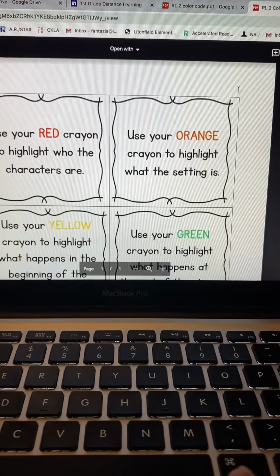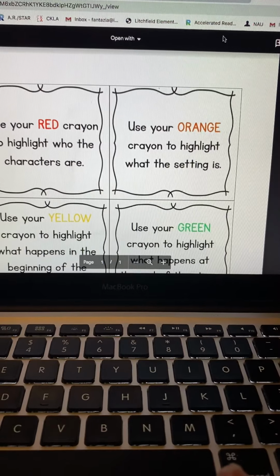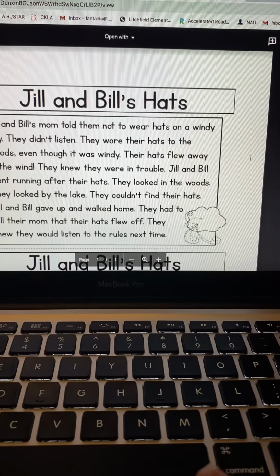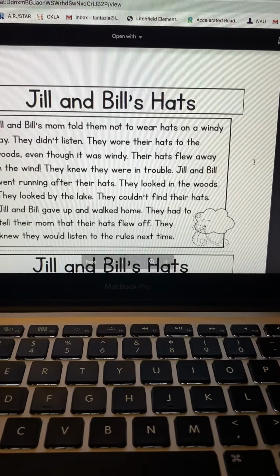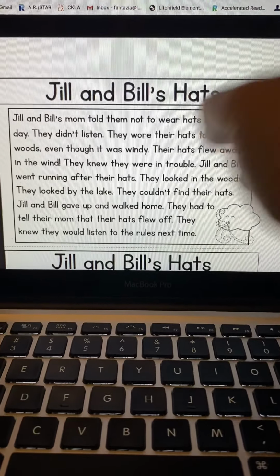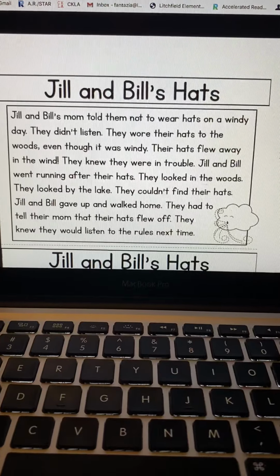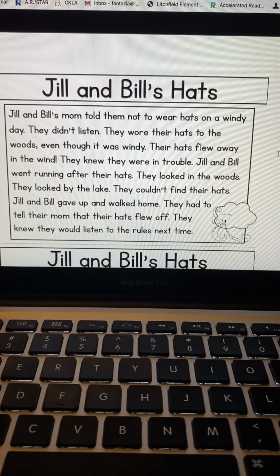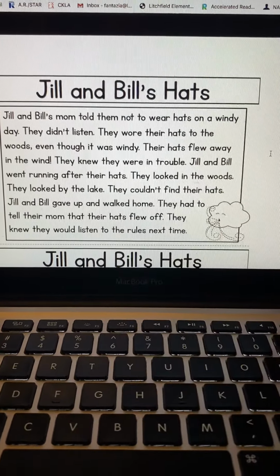The next one says use your orange crayon to highlight what the setting is. So the setting is the place that the story took place. So let's see. Talked about they wore it in the woods. It was windy. They flew away. They looked in the woods. They looked by the lake.